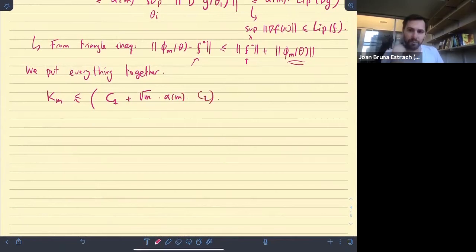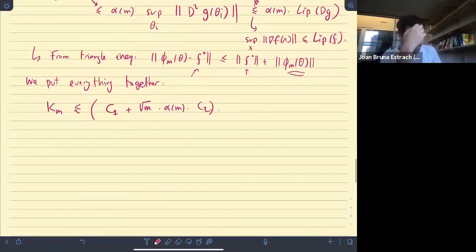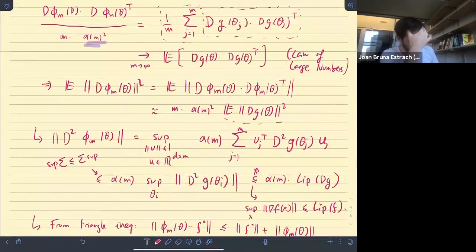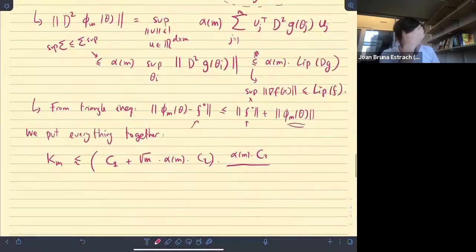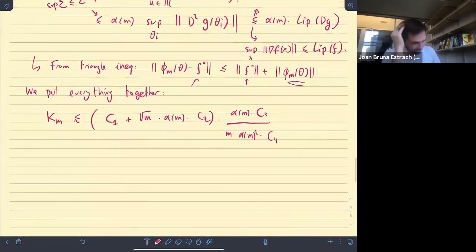Now we need to look at the ratio. So we had the Hessian, which is here behaving as alpha M, times another constant, divided by the square of the Jacobian. Now the Jacobian, which was here, is M times alpha M squared times another constant. Okay? And so now we can stare at that and see how this quantity behaves as a function of M and alpha.